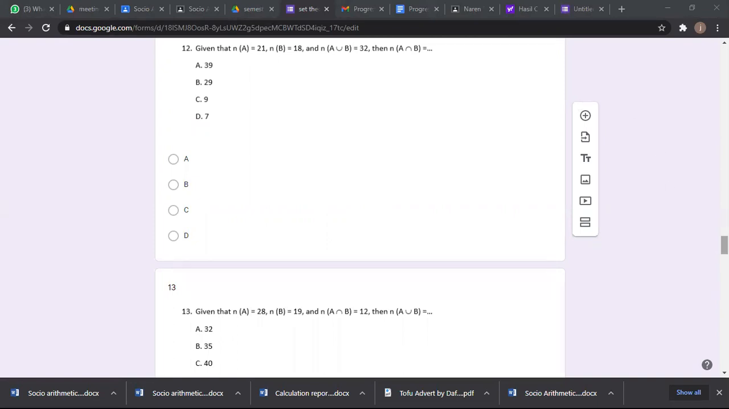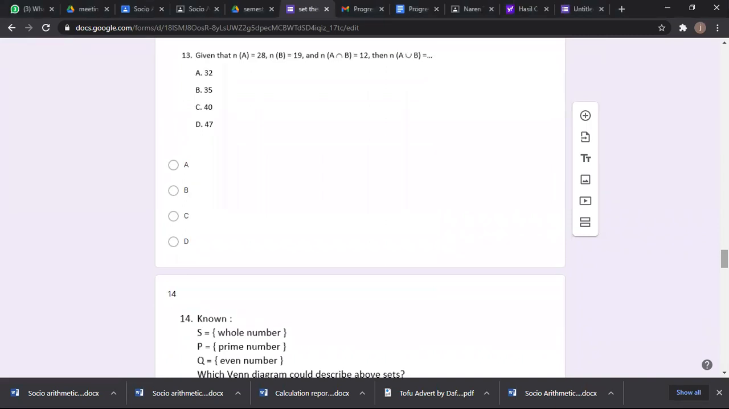Okay, we move to the next number, number 13. It is still the same formula. I will write it again.